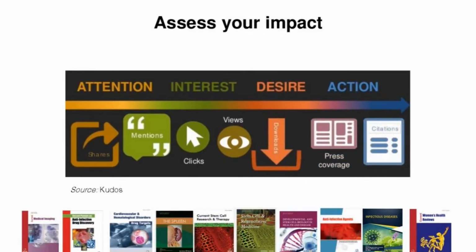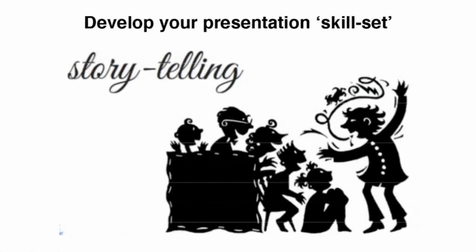You can assess your impact. Look at the shares, look at the mentions, look at the clicks, look at the views, look at the downloads, the press coverage, and your citations. As you can see here on this impact checklist from Kudos, another great resource for researchers, for early career researchers, check them out online, is that citation analysis is just at the end of the process.